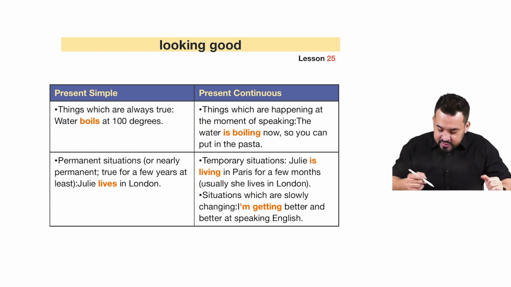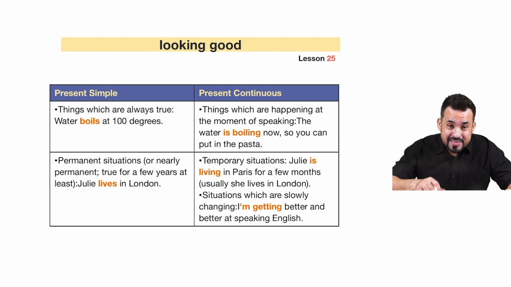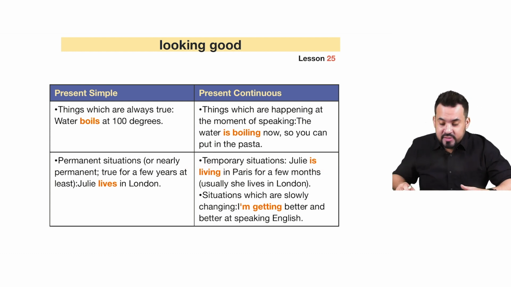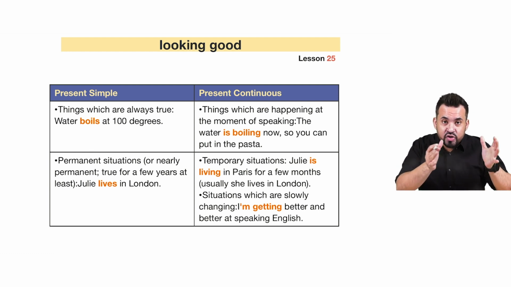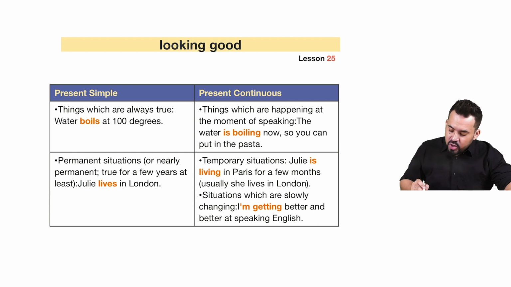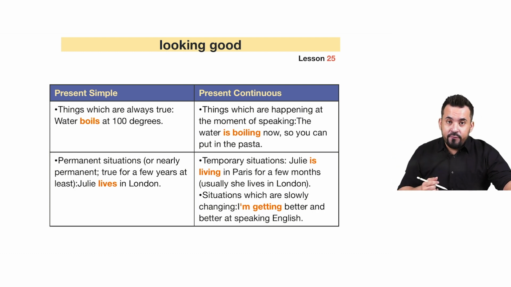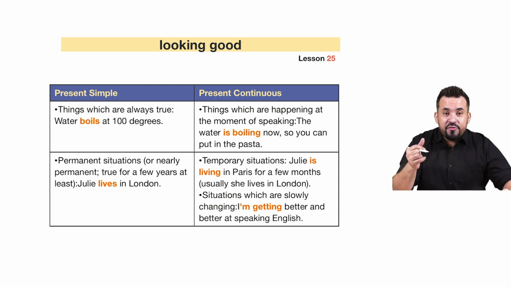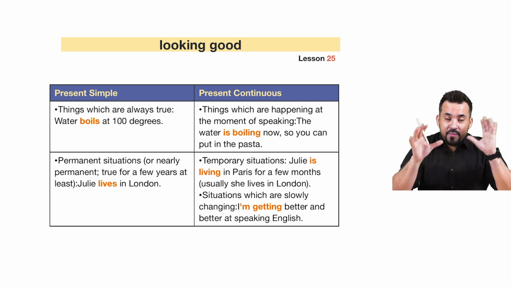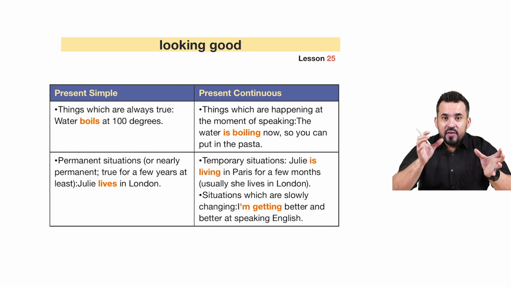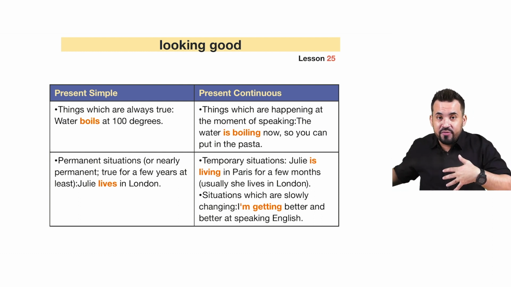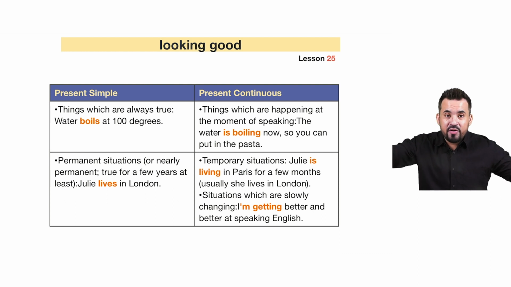Now let's take a look at the present continuous. Temporary situations. That means some things that are happening on a shorter basis, short term and not long term. Julie is living in Paris for a few months. Normally, she doesn't live in Paris. If I say Julie lives in Paris, that means she moved to Paris. She lives there. But if I say she's living there for a few months, it means it's just for a temporary period, but normally she lives in London. Julie lives in London, but she is in Paris for a few months.